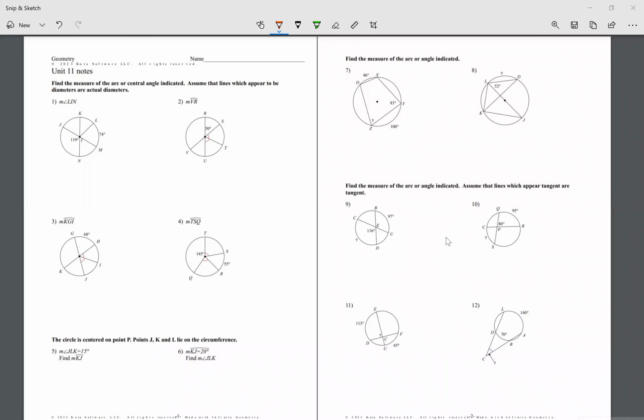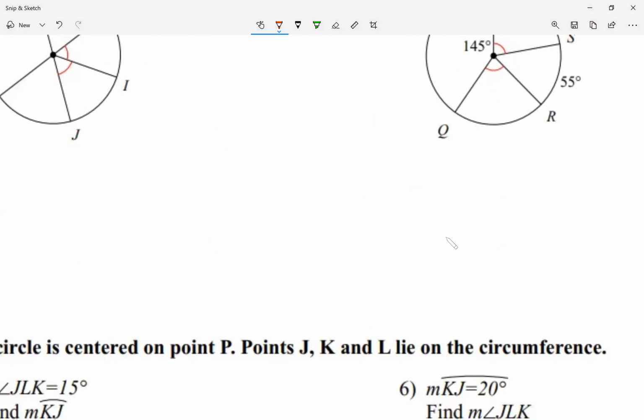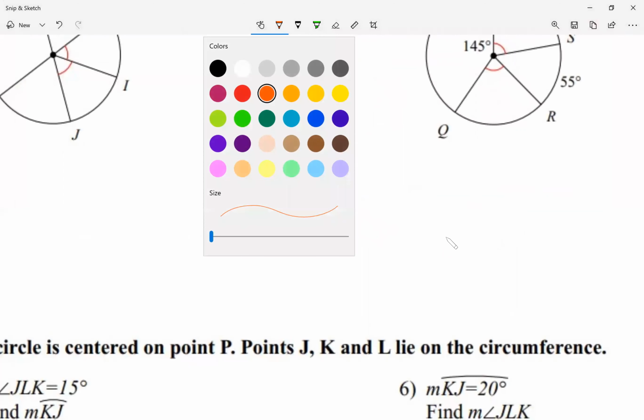Okay, so we're going to be working questions 5 through 12. But before I look at question 5, let's take a look at something. Let me show you guys something really quick. Let me draw a circle.